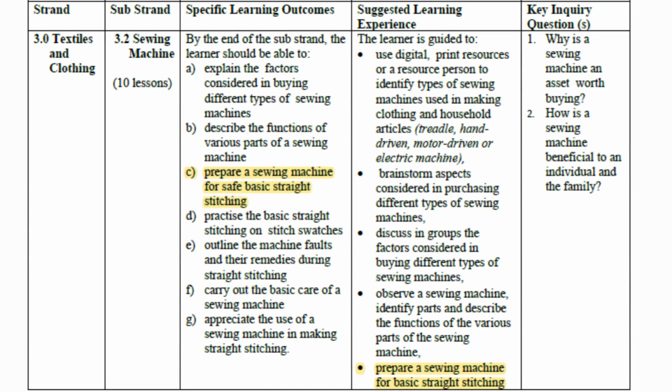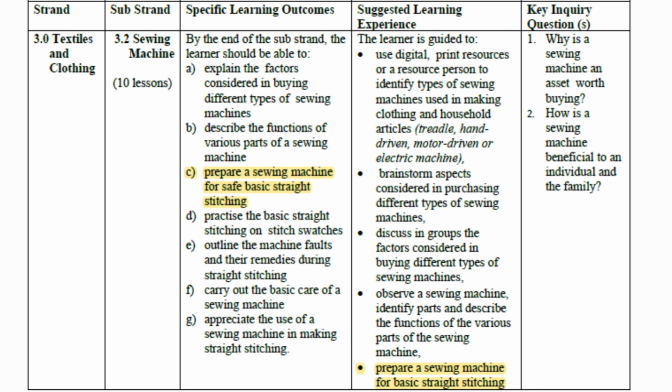We'll focus on textiles and clothing, and the substrand is the sewing machine as indicated in this image. The specific learning outcome is highlighted in yellow and should read as follows. By the end of the substrand, the learner should be able to prepare a sewing machine for basic straight stitching.